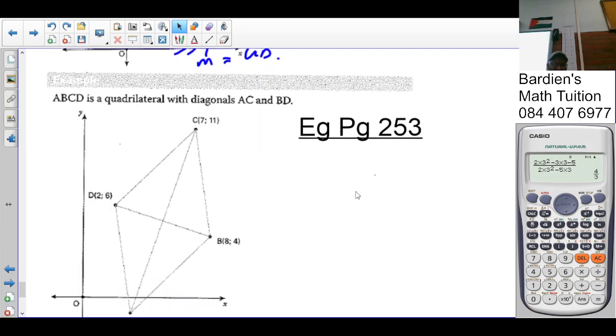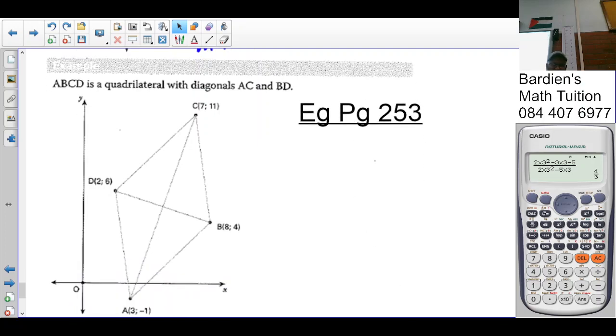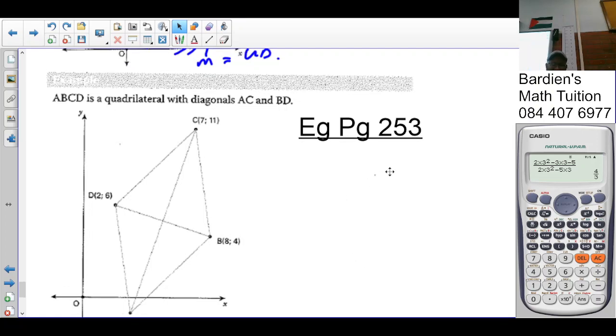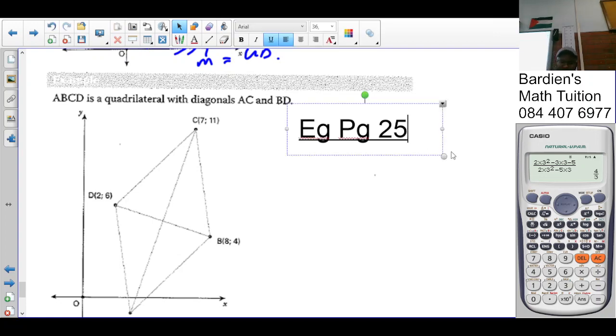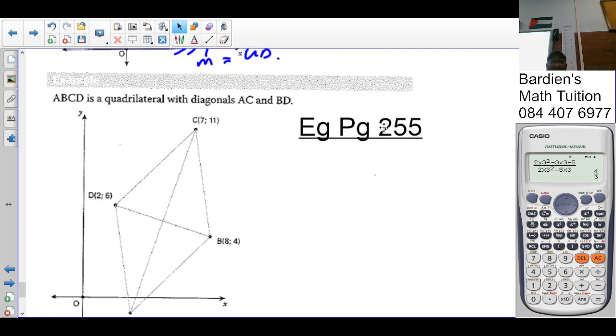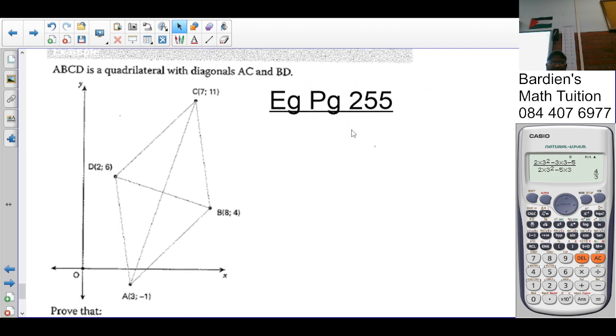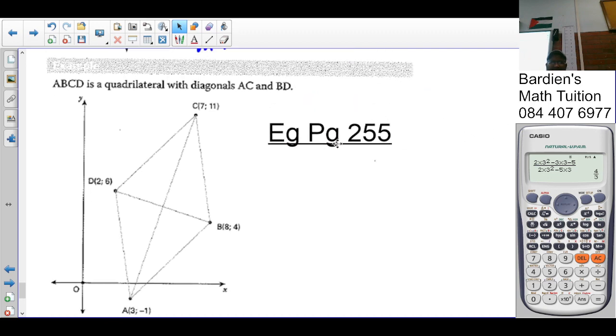Alright, so now we're looking at the example on page 253. Let me just check if that is correct. Otherwise you can't do your homework, because if I wrote the wrong page number down, you couldn't have done the homework. It's 255. Page 255. Okay, so let me do that reference: example 1 on page 255.